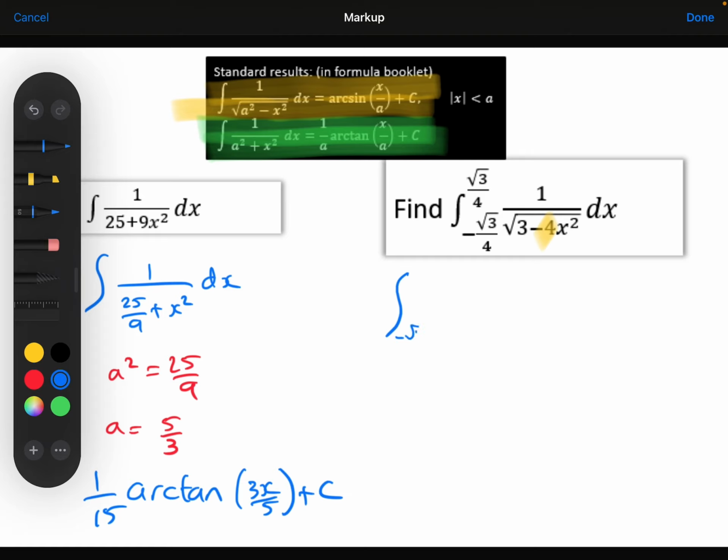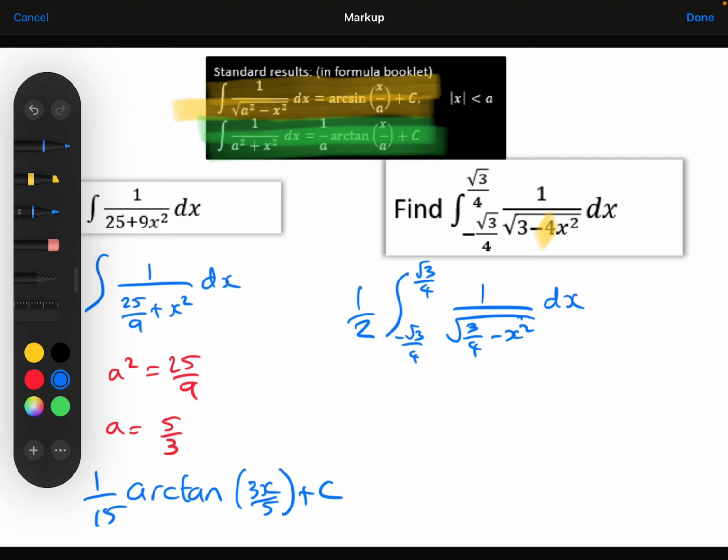So let's be really careful with this. I can't just take a 4 outside there. That's wrong. The 4 has to be square rooted. So it won't be 1/4 I'm factoring out. It'll be 1/2. Then on the inside of the square root, I've got the 3 over 4 minus the x squared.